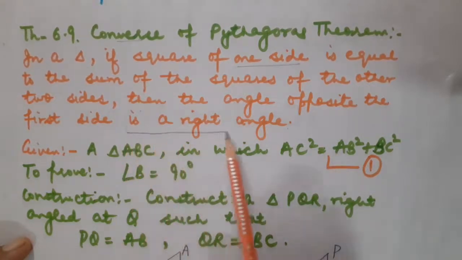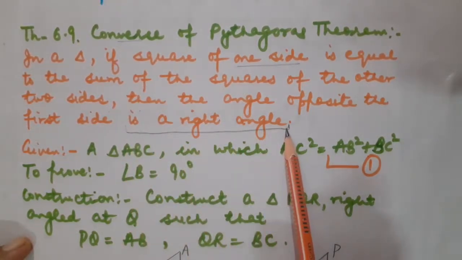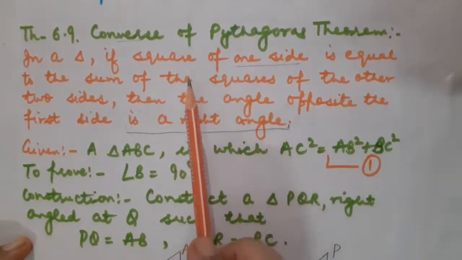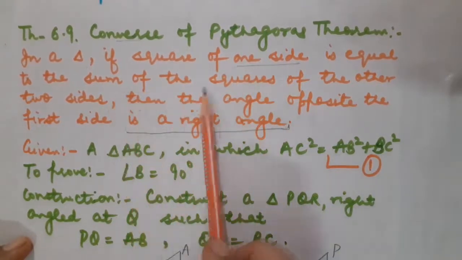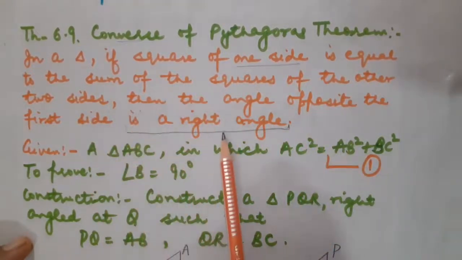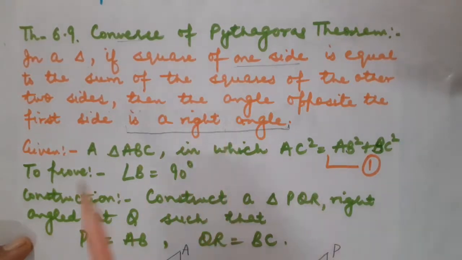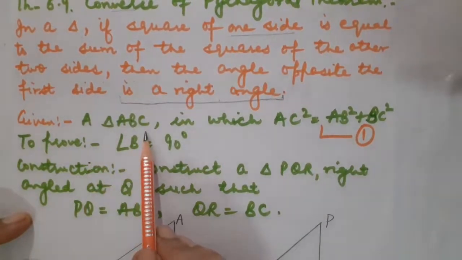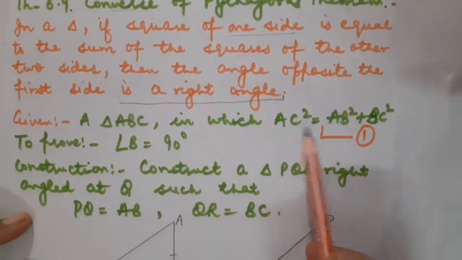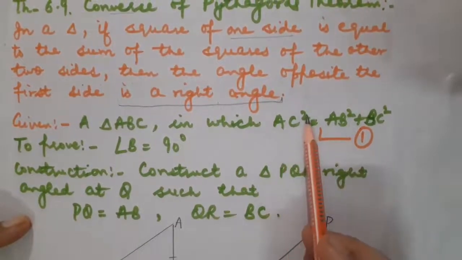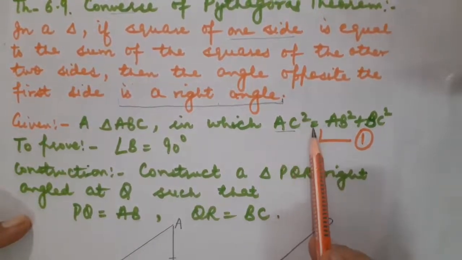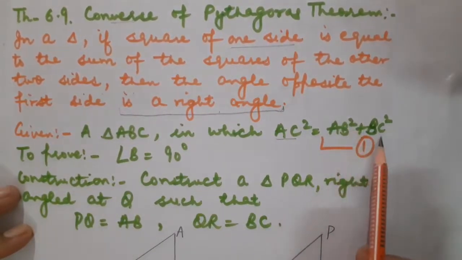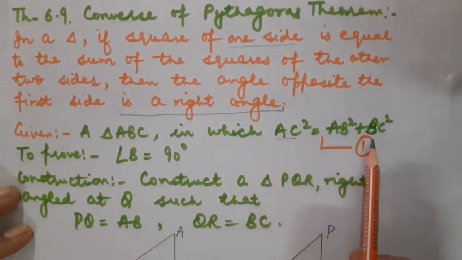Here we have to prove that the triangle will be a right angled triangle, and the angle which is opposite to that side whose square is equal to the sum of the square of the other two sides, that will be a right angle. Clear? Okay. So now what is given to us? We will be having a triangle ABC given, in which I have just taken from my own choice that AC square, this is that side whose square is equal to the sum of the square of the other two sides, that is AB square plus BC square. This has been given to us.